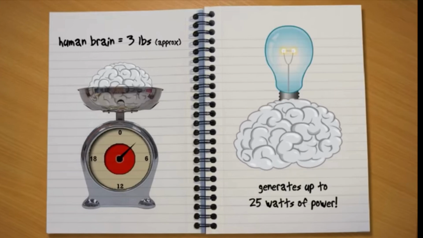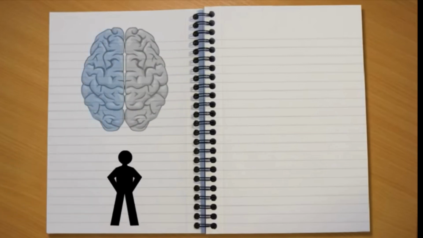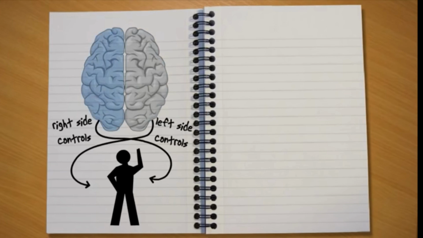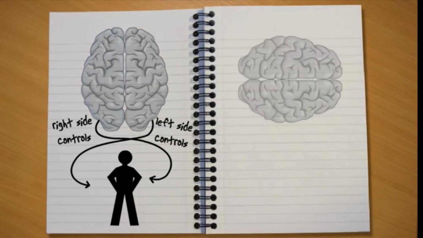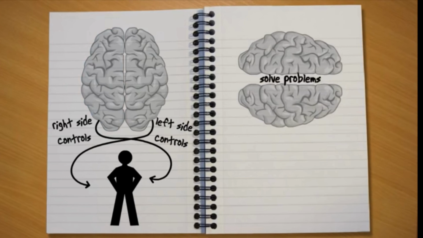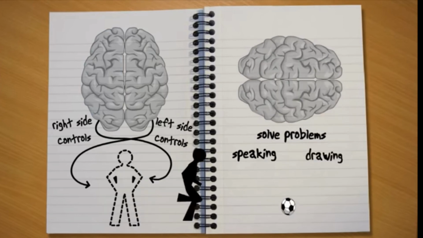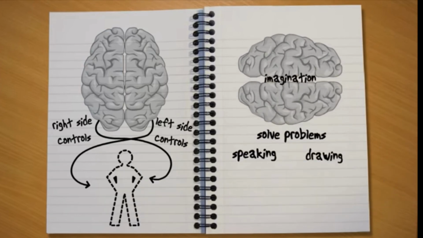light bulb. The biggest part of your brain is the cerebrum, and it has 2 halves, one on either side of your head. Scientists know that the left side of your brain controls the right side of your body, and the right side of your brain controls the left side of your body. When you're thinking, you're using your cerebrum. You need it to solve maths problems, to speak, to draw pictures, to kick a football, to imagine things. Just about anything you do, in fact.